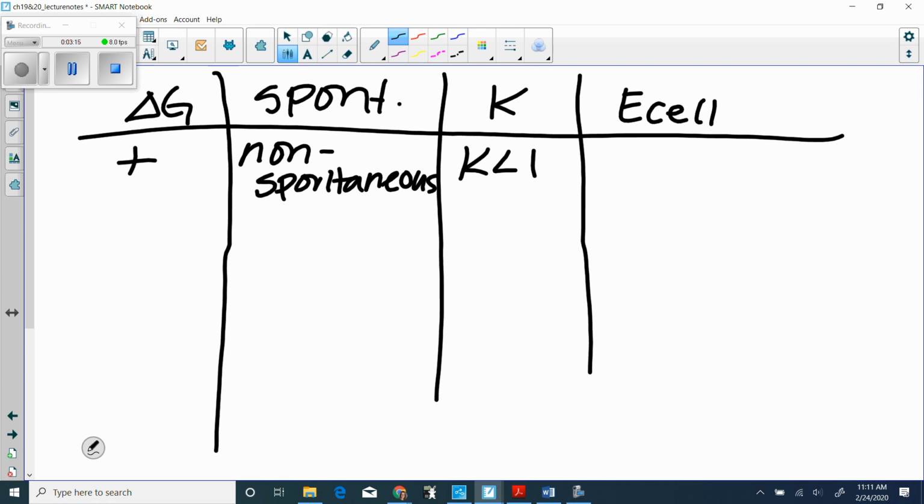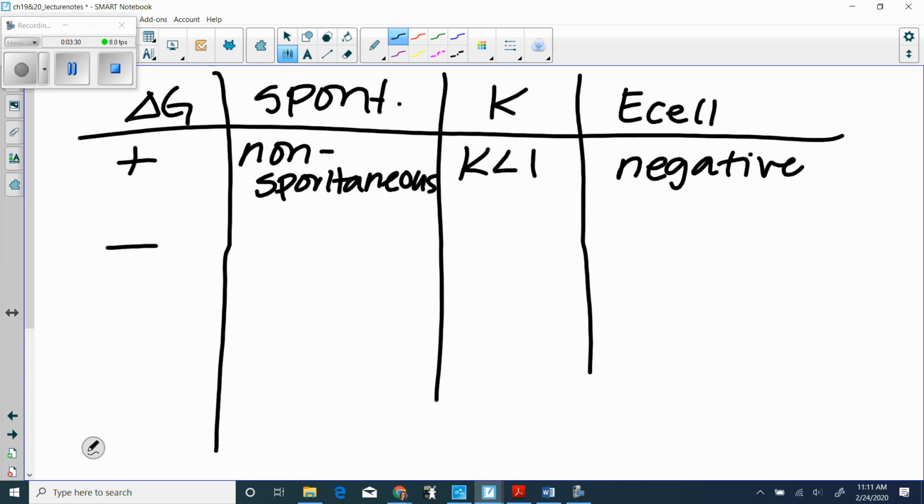If this happens now, I have to look over there because I taught this wrong all day. E cell is going to be negative. And I know why, I just can't think that fast for some reason. I'll tell you in a second.